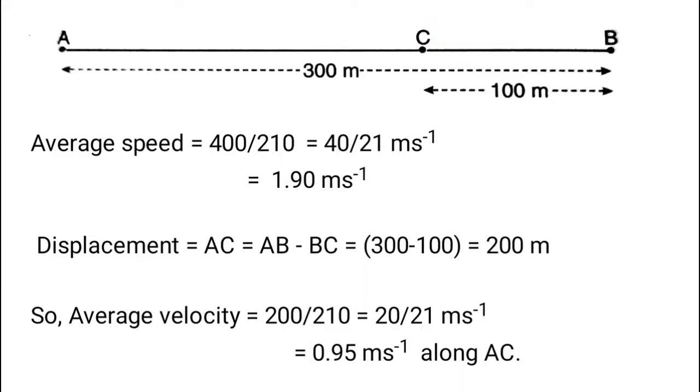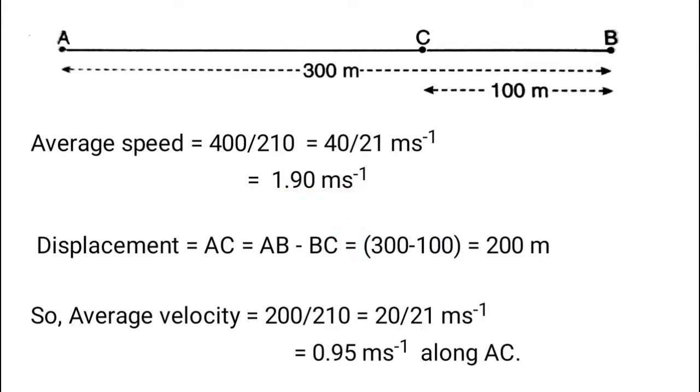From A to B he takes 150 second, and from B to C he takes 1 minute, that is 60 second. So the total time is 150 plus 60 equals 210 second. Now we have a total distance of 400 meter and a total time of 210 second. So the average speed is 400 upon 210, which comes out to be 40 upon 21 meter per second, or 1.90 meter per second.